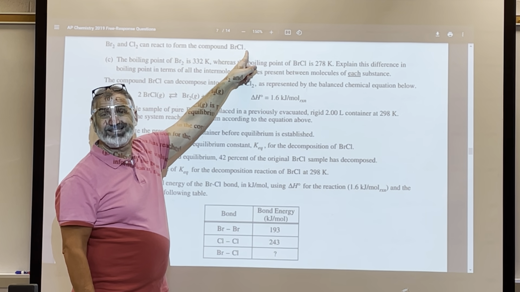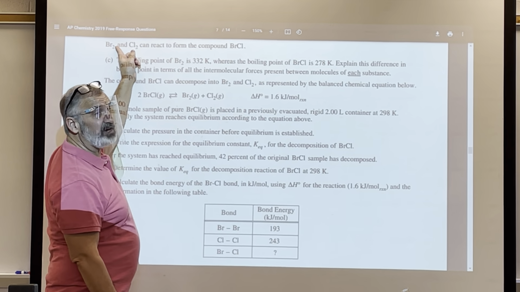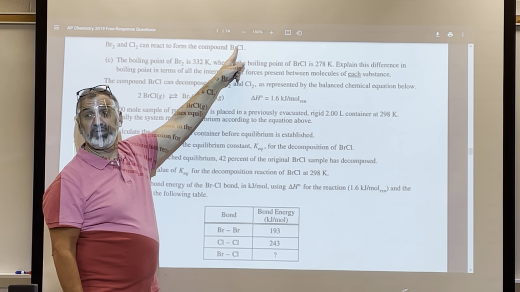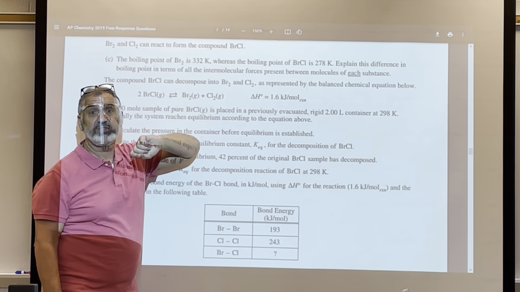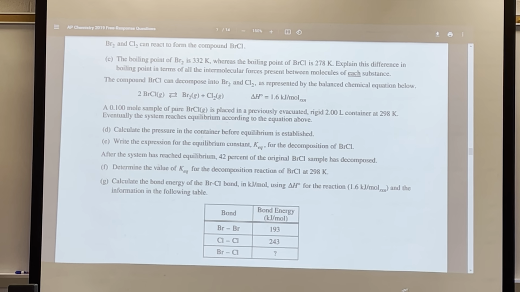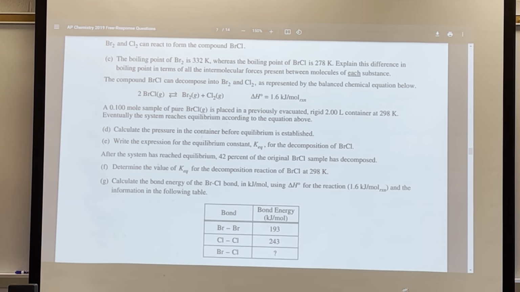So why is it less? Okay, because the LDFs of Br2 are going to be greater than the combined LDFs and dipole-dipole here, because bromine's electron cloud is larger than chlorine's. Okay, that's a flashback to the past. So that's just kind of how they can throw different concepts into the same question.